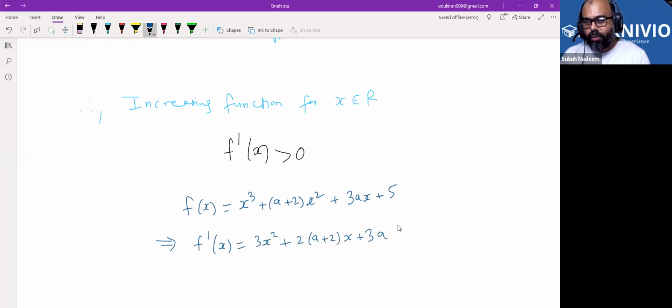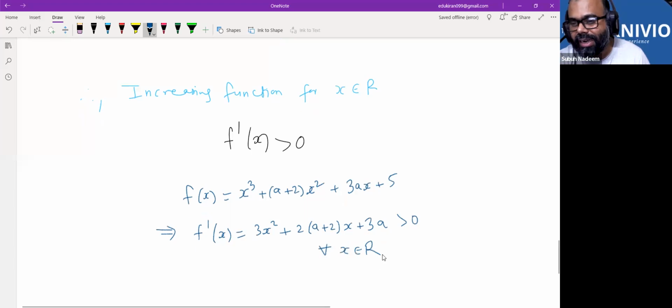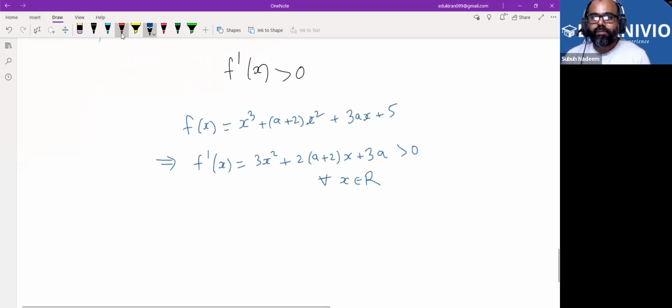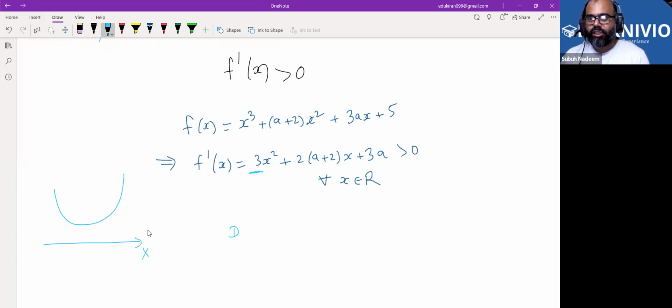So if it is positive for all x belonging to real numbers, this means that its discriminant should be... as the coefficient of x square is positive, it is upward opening, and it is greater than 0 always. So it is always above the x-axis, which means it has no real roots. It has imaginary roots. So discriminant should be negative, because it is always greater than 0, no?